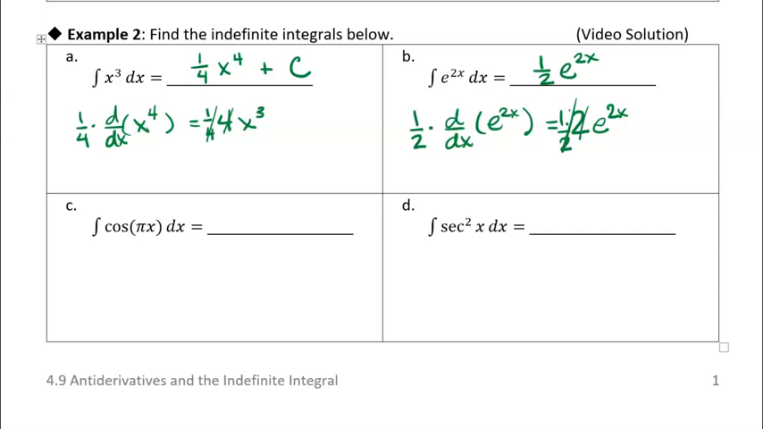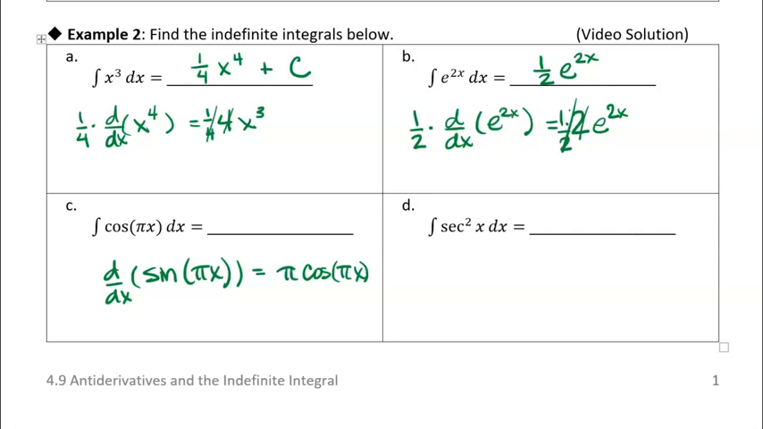Let's take a look at the cosine function. I know that the derivative of sine is cosine, so I'm guessing it's got to be sine. Let's try pi x. Let's take the derivative of the sine of pi x. What do I get? I get cosine of pi x, and then I have to use the chain rule, so I multiply that by pi.